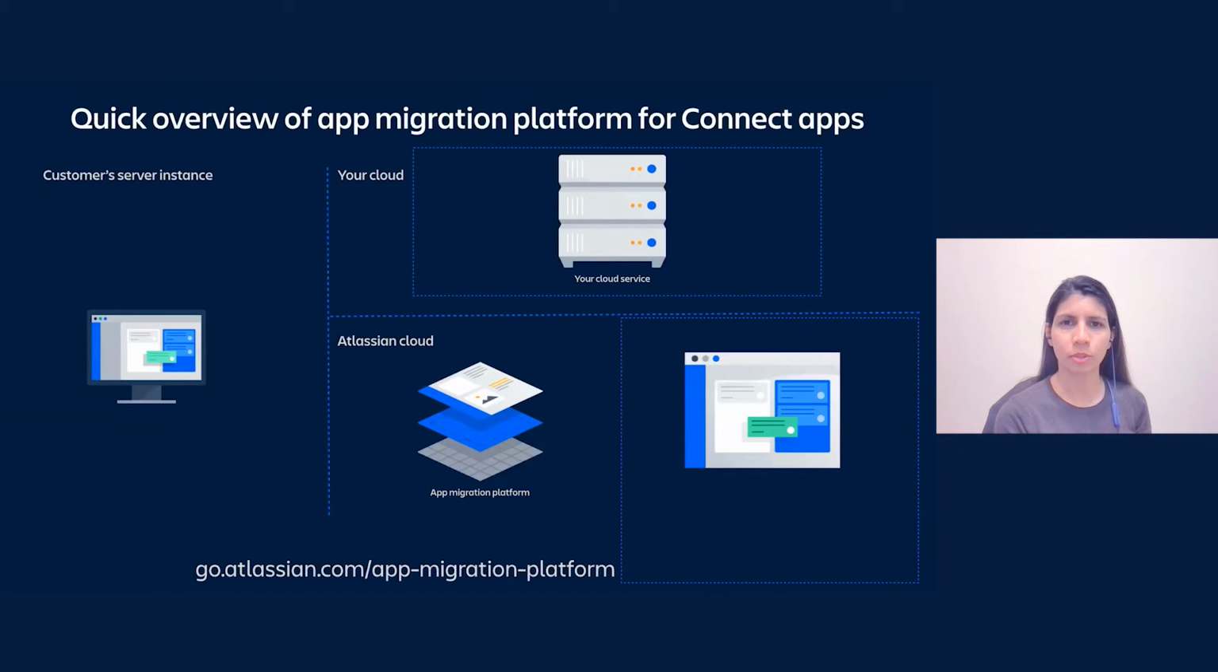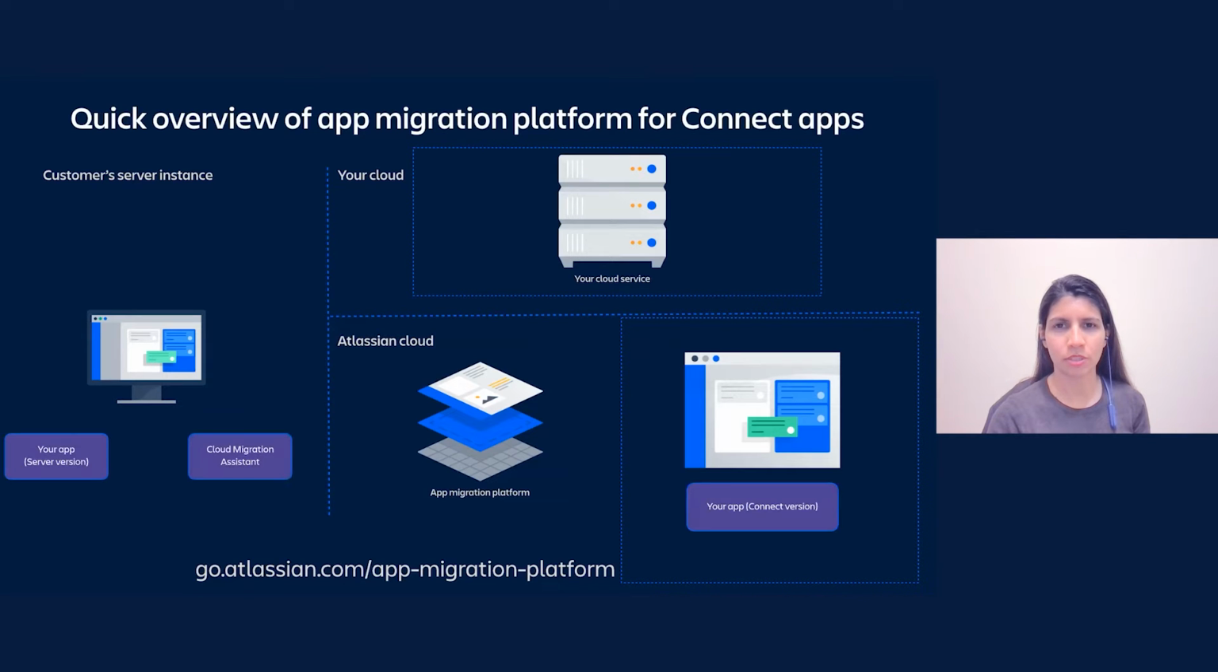So now we will see a quick overview of how the app migration flow today works for P2 plugin to Connect app. So we have at the left side customer server instance, and at the right side we have your cloud service, which is taking care of your Connect app processing, and the Atlassian cloud with app migration platform and the customer cloud side. We have respective apps installed on server and cloud side. And if your server app has implemented interfaces from any of this library that we offer today, and if your app was selected in the app assessment, after the core data migration is completed, your server app will be notified.